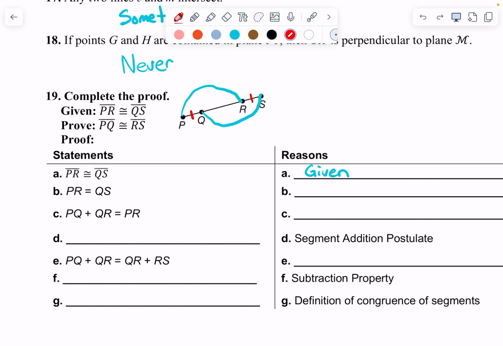Okay. All right, let's write down what we've got. Therefore, the middle would be the same, right? Okay, hold on. Just wait a second. You're getting ahead of the game. We know the first one's given, right? How do I go from A to B?